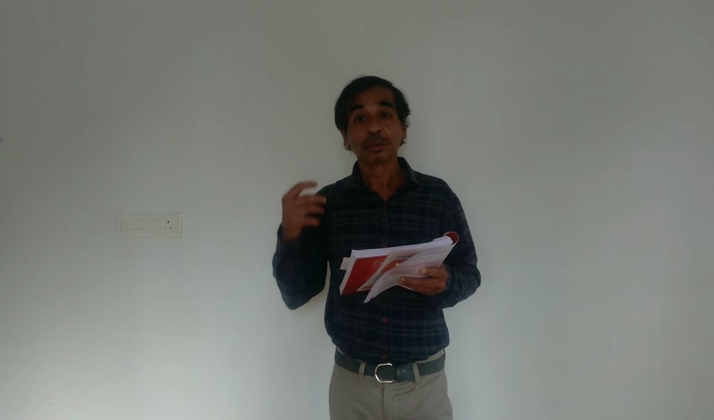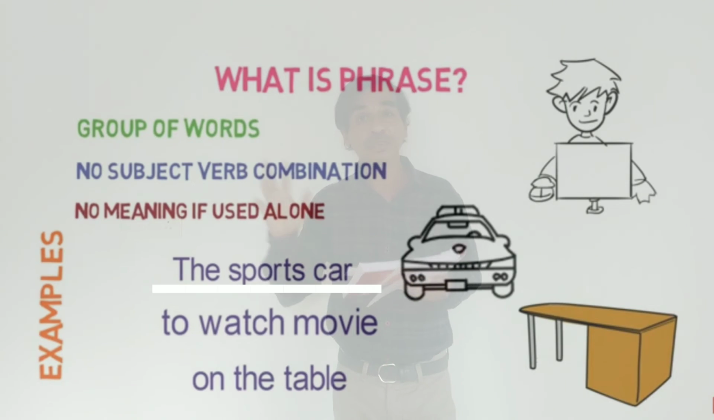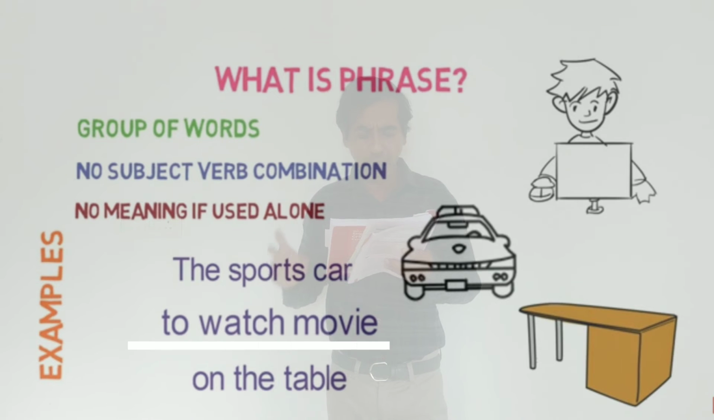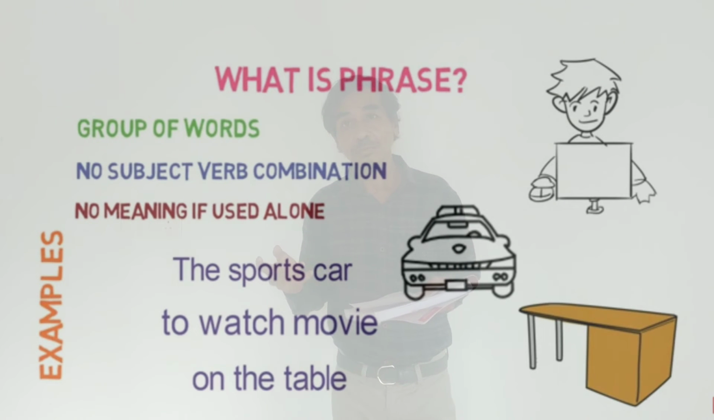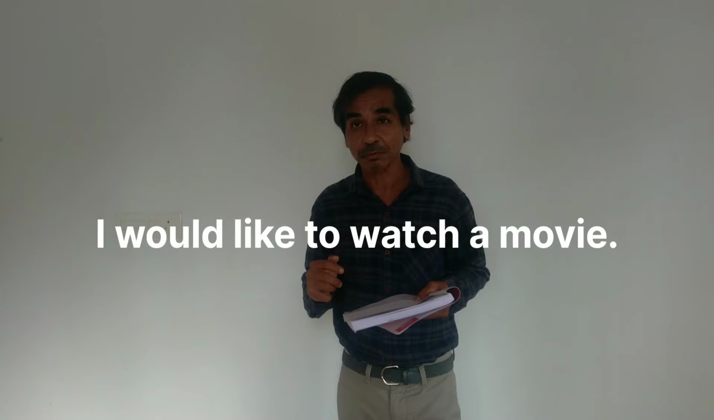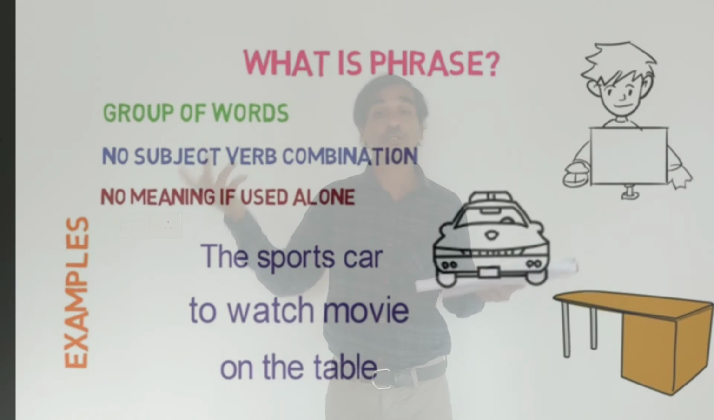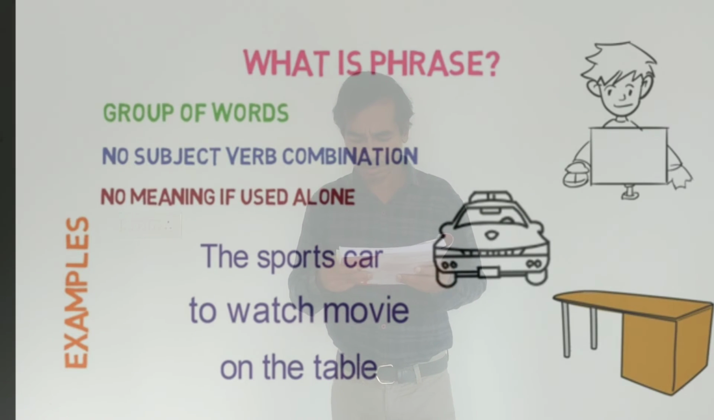So what is the phrase? As I said, the sports car. It doesn't make complete sense. We're talking about a sports car, but what about the sports car? To watch a movie. I would like to watch a movie. Now it makes complete sense. On the table. That doesn't make complete sense. So what's on the table? The ball is on the table. The book is on the table.